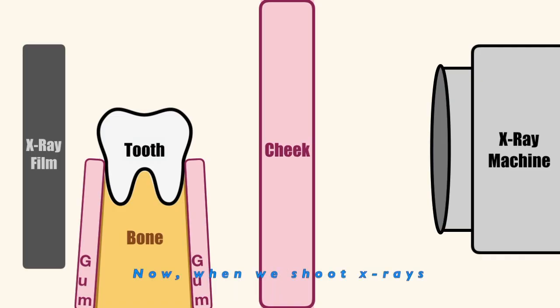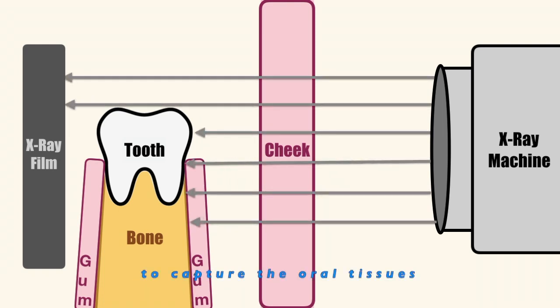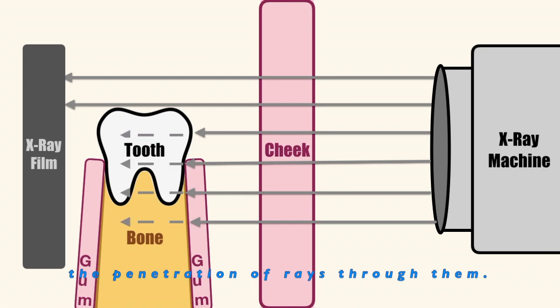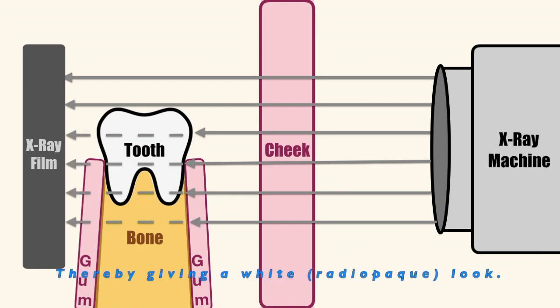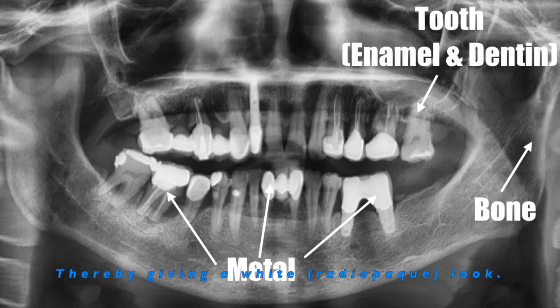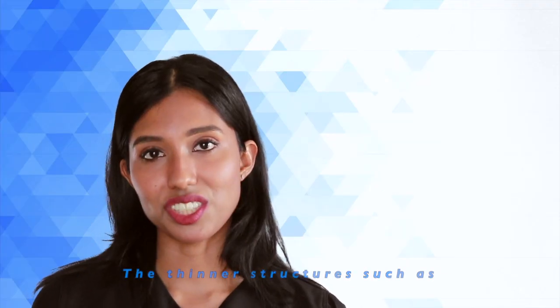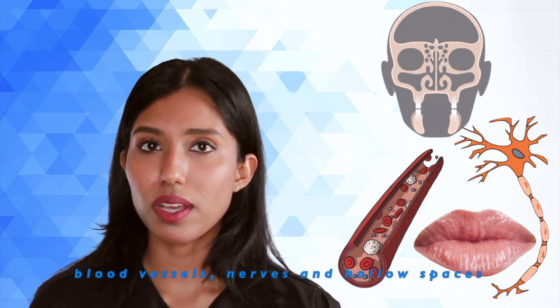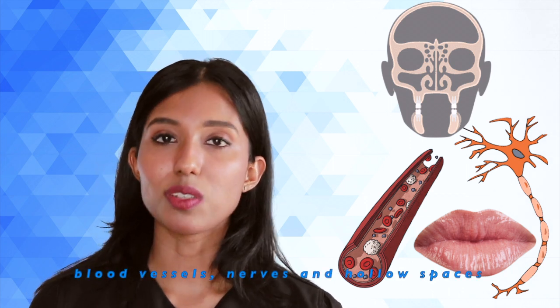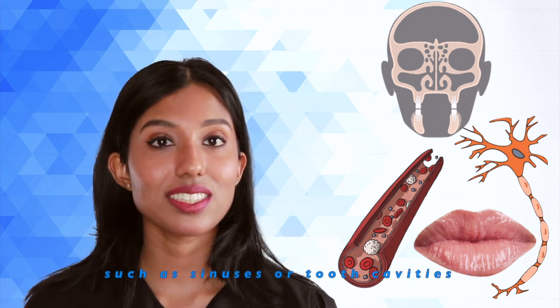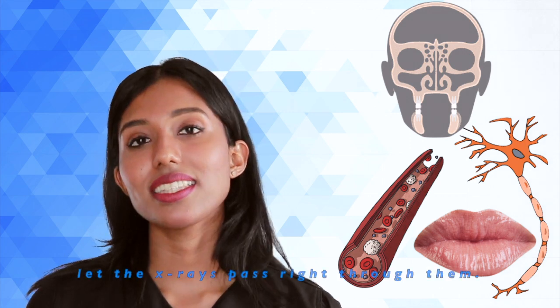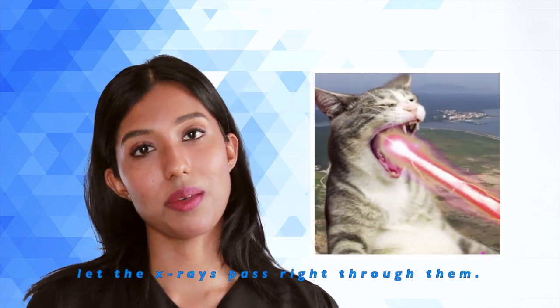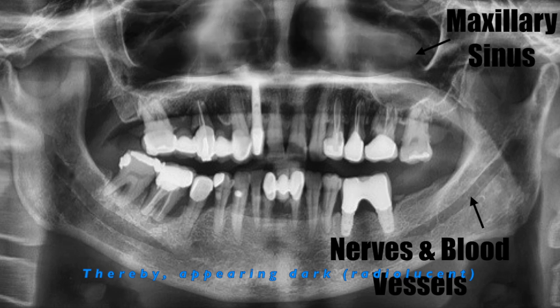Now, when we shoot x-rays to capture the oral tissues, these denser structures tend to block the penetration of the rays through them, thereby giving a white or radioopaque look. The thinner structures such as the lips, the cheek, the dental pulp, blood vessels, nerves, and hollow spaces such as sinuses or tooth cavities let the x-rays pass right through them, thereby appearing dark or radiolucent on the final image.